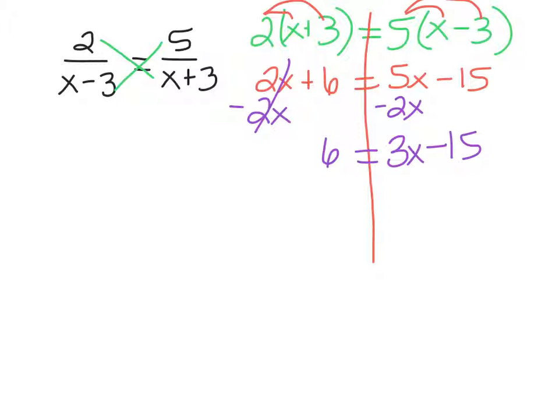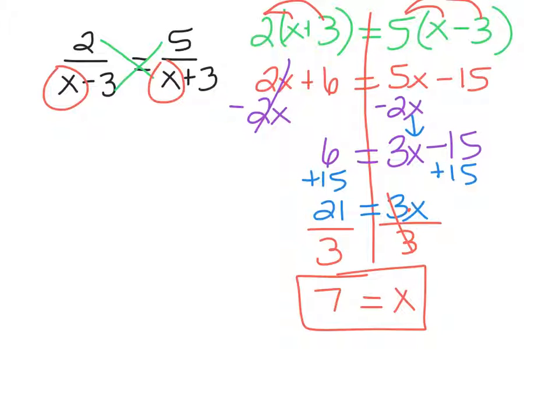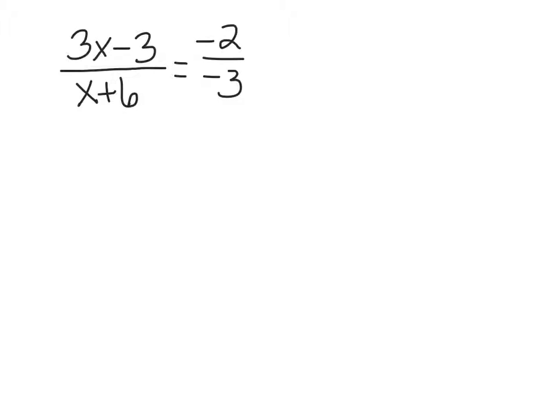Okay, so now we need to get our x alone, so we need to get rid of the 3 and the negative 15. We get rid of what's furthest away first, so I'm going to get rid of the minus 15 by adding 15 to both sides. So I get 21 equals 3x. And then the last step would be to undo this multiplication by dividing both sides by 3. So we get x equals 7. And that is our solution. So again, we were able to figure out what each of these x's are equal to by doing the cross products. All right, let's look at one more example.